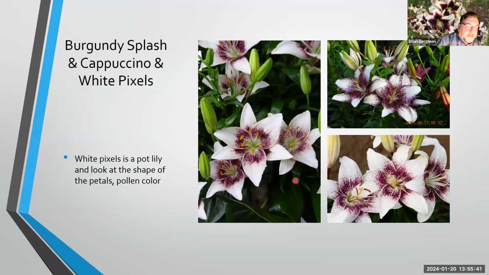And then we have, again, Burgundy Splash, Cappuccino, and White Pixels, which is one that's come out. But look at the shape of the flower. Look at the color of the anthers. Look at the color of the nectary. And that will help give you guidance on what lily you have. Not just the color and not just the tango effect. Next slide.